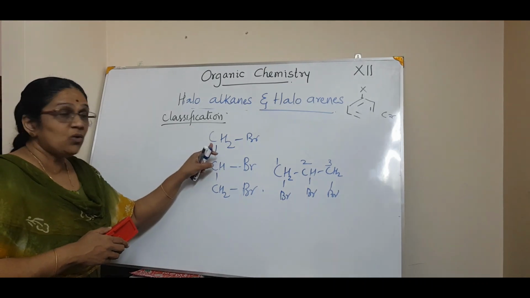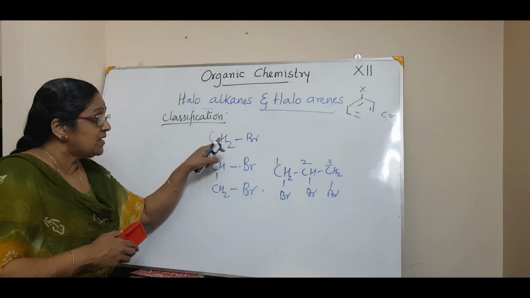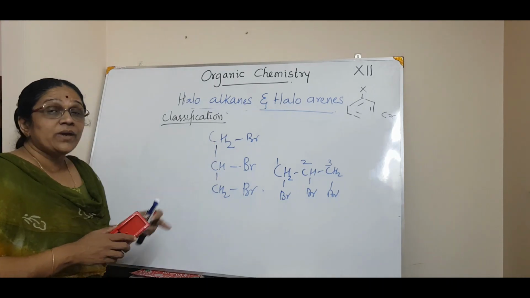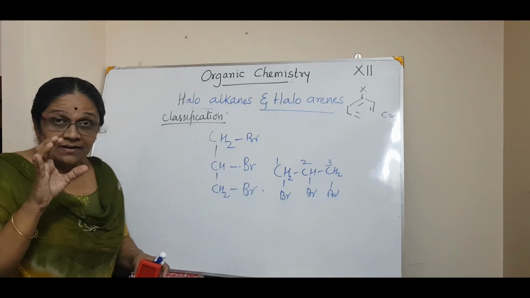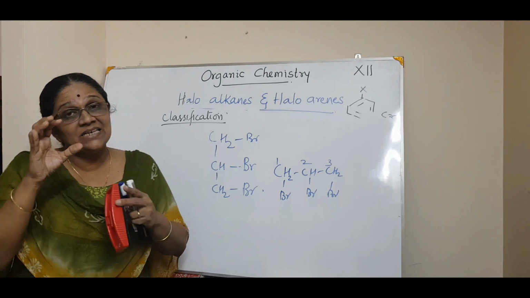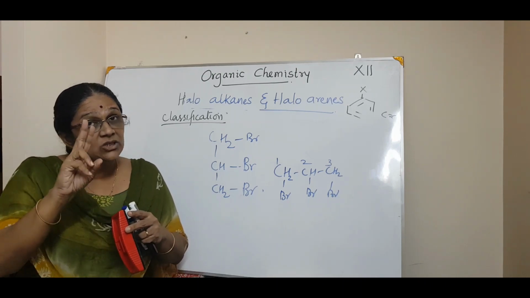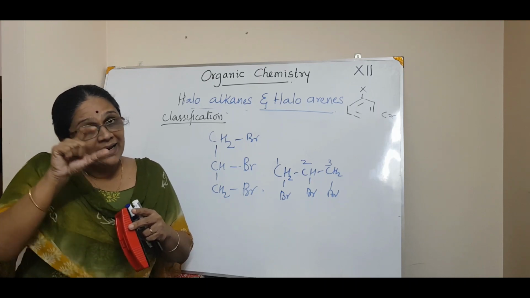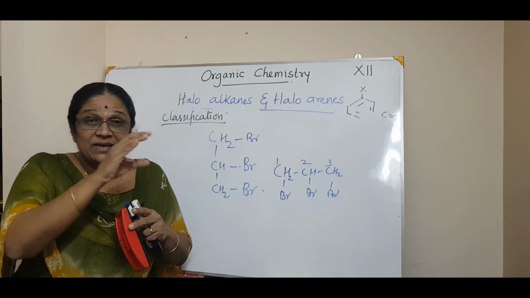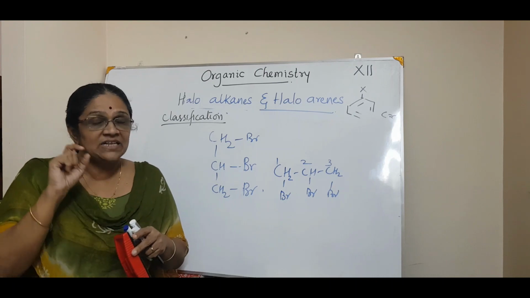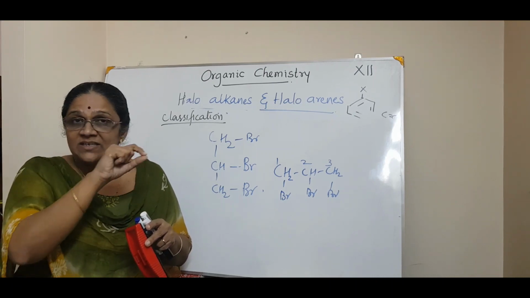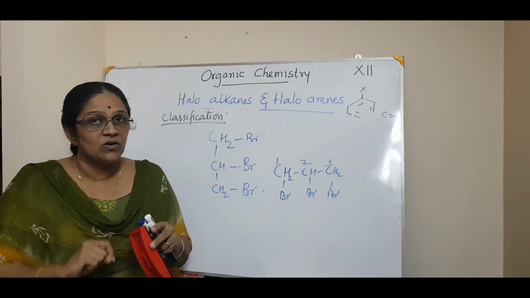Now, the second classification is based on the carbon containing the halogen atom. We know that the halogen atom is connected directly to a carbon atom. You can connect the halogen atom with the carbon atom in 2 different ways. One is, you can connect the halogen atom with an sp3 hybridized carbon. Listen carefully. What is sp3 hybridized carbon? Which fulfills all the valencies with a single bond, isn't it?